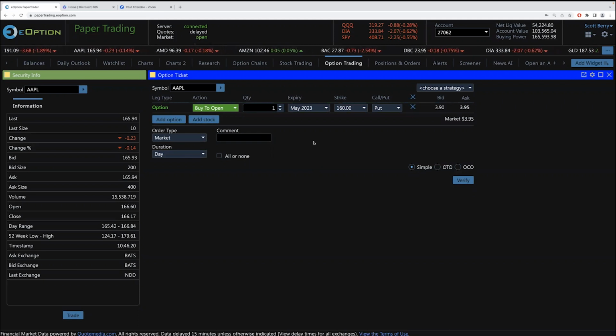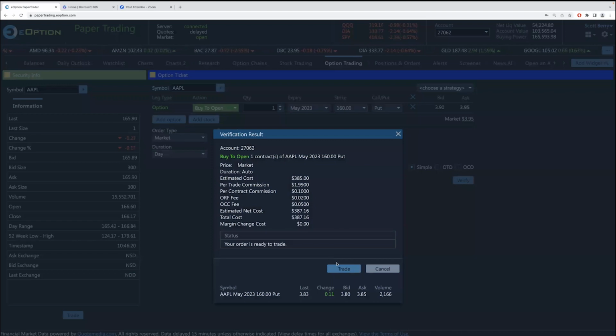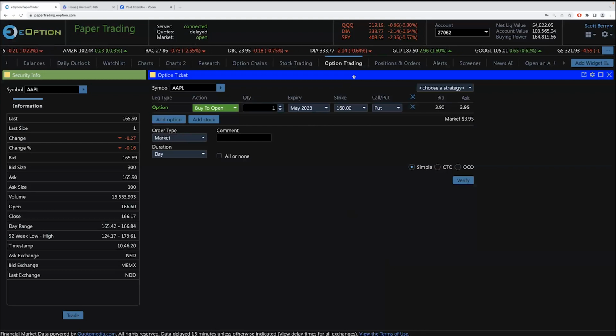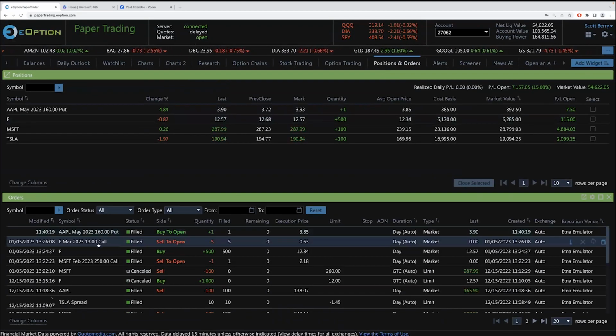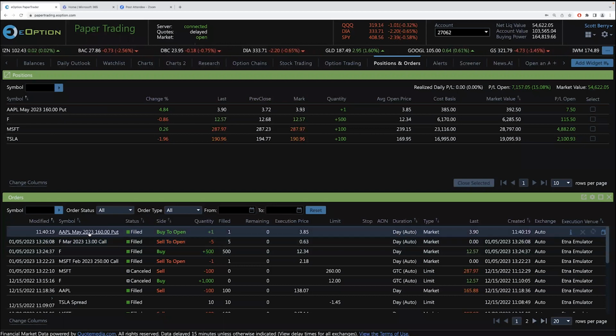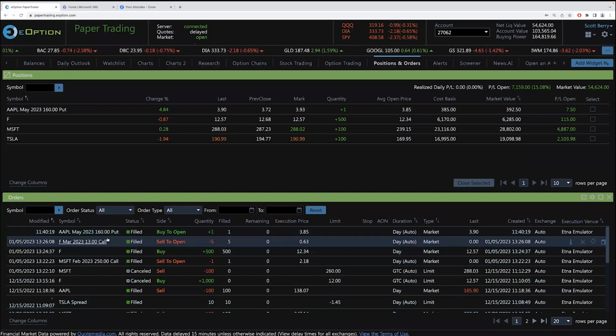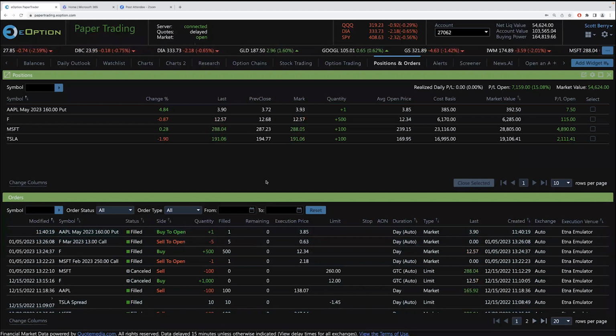And this is how you would do it. You would open up an option ticket. You would put in your underlying symbol, buy to open one, May monthly, 160 put. We'll go ahead and do it at market. Verify trade. All right, it says it filled, so we'll go check our positions and orders. And when you go over to positions and orders, you can see it's sorted by calendar date when you place the order. We bought one at an execution price of $385.